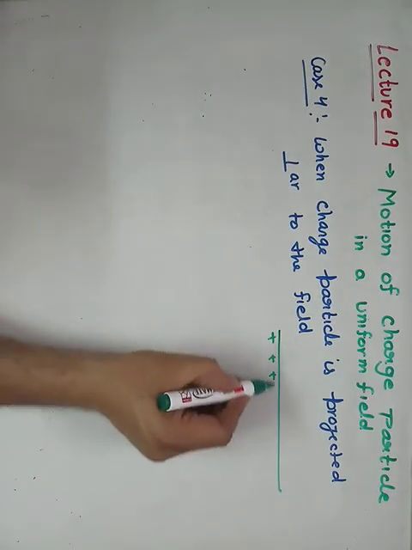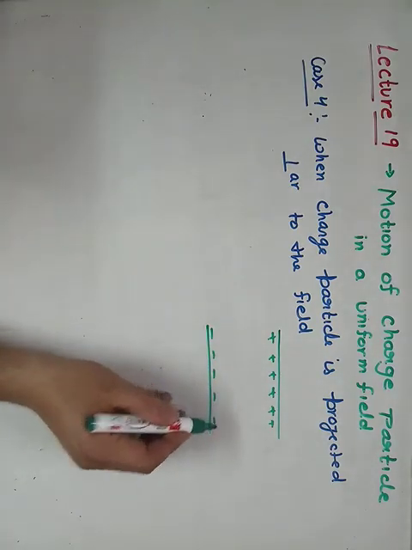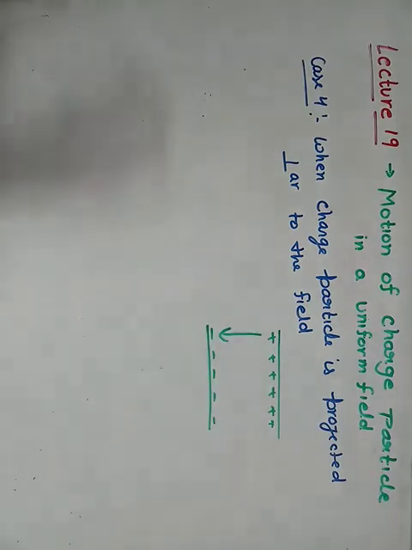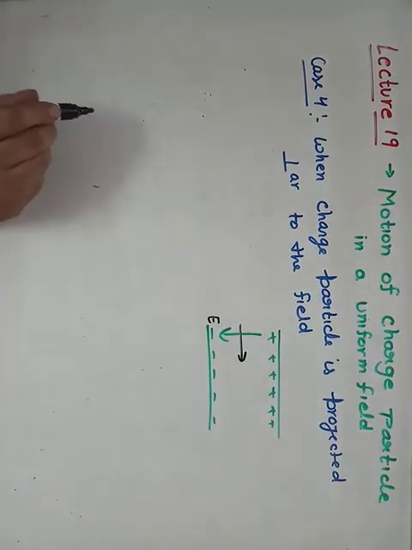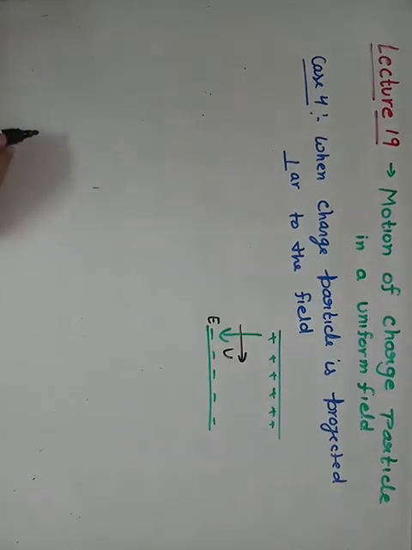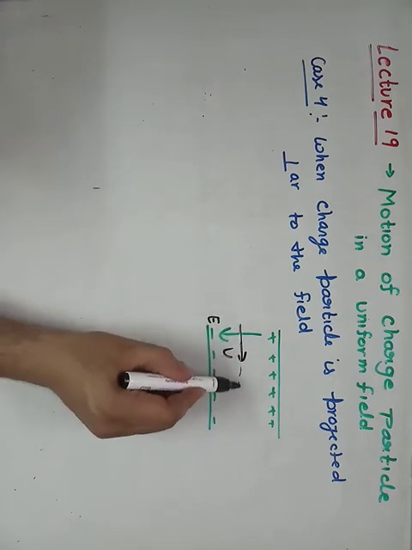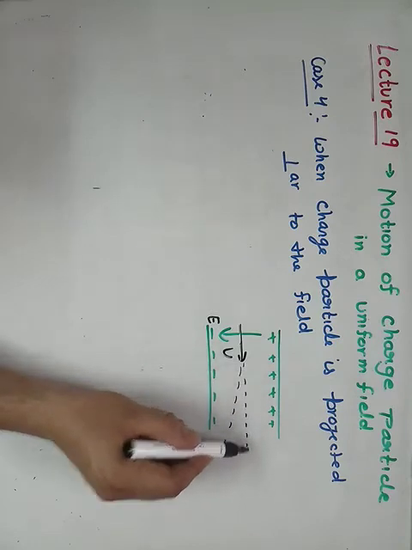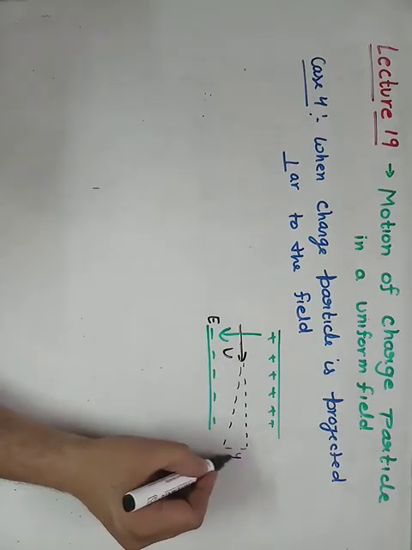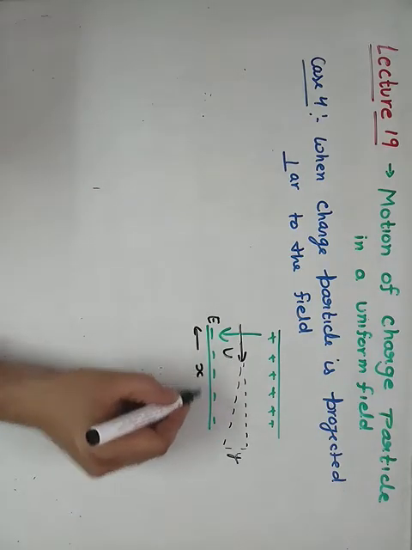This plate is positive, suppose, and this plate is negative. The field is downward and we have projected the charged particle perpendicular to the field. This is the field and we have projected the charged particle with a velocity u. What will happen? If the charge is negative, it will move towards the negative plate. This is the center position and this is the displacement when it comes out from the plate. Let the distance of the plate be x.